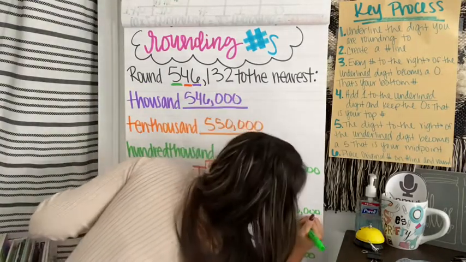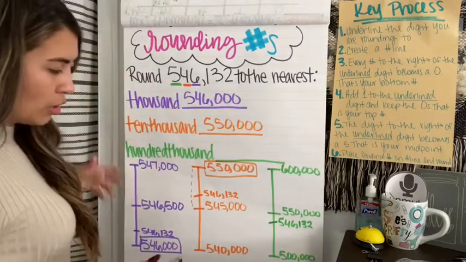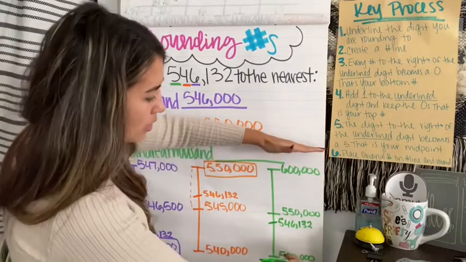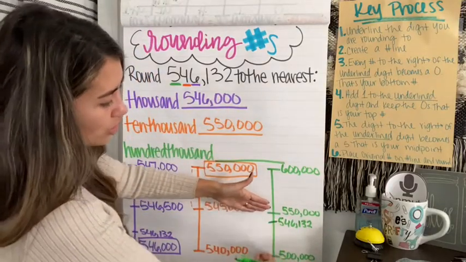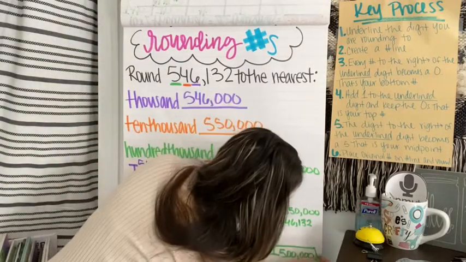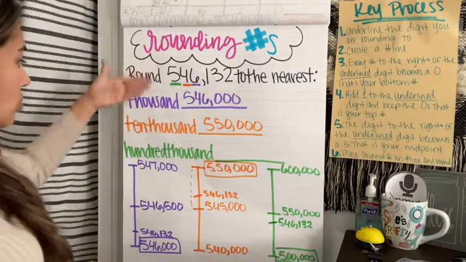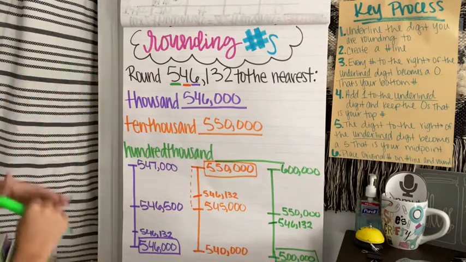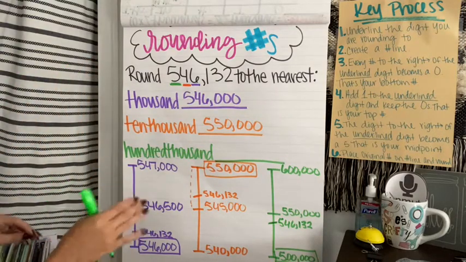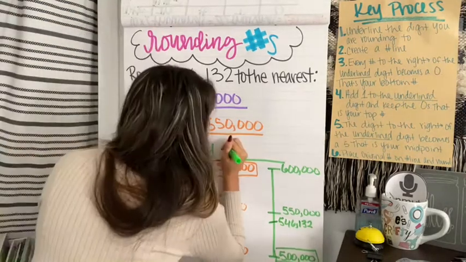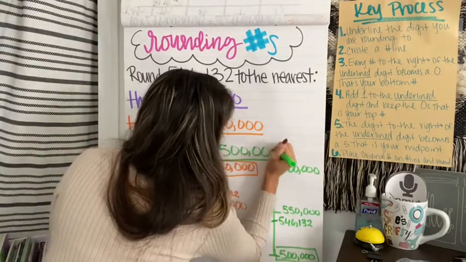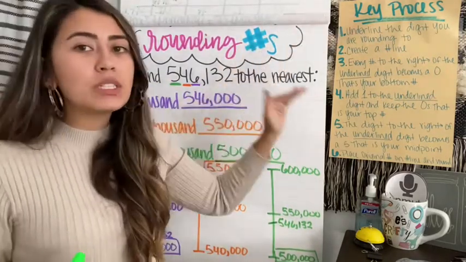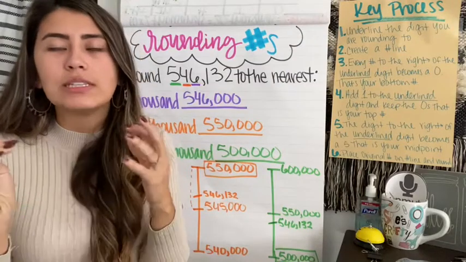546,132. Well, it's closer to the midpoint, but I'm not rounding to the midpoint. I'm rounding to the top or to the bottom. So since it is in this section, I'm rounding down. So when it says round to the nearest 100,000, 546,132 to the nearest 100,000 would be 500,000. So I just showed you all of those steps. It's the same steps every time, just looking at different digits, okay?